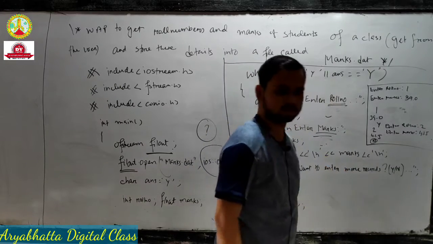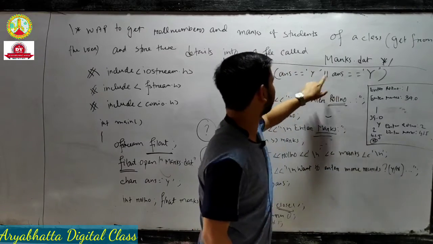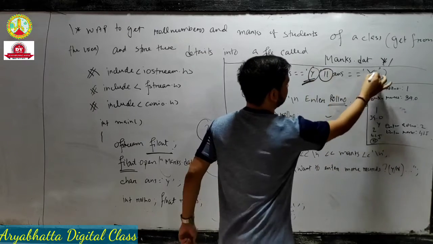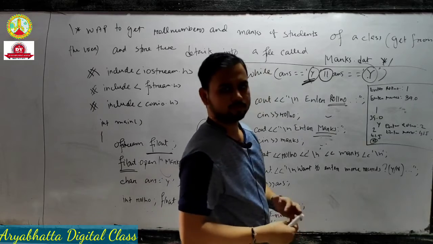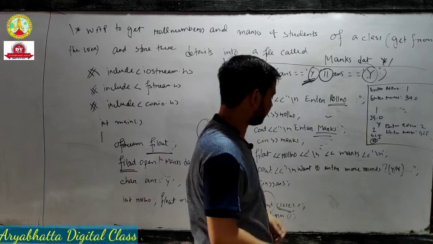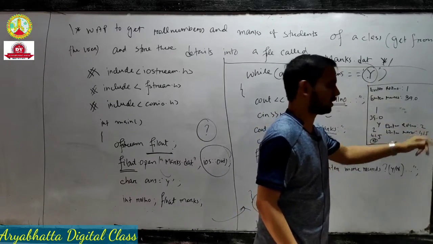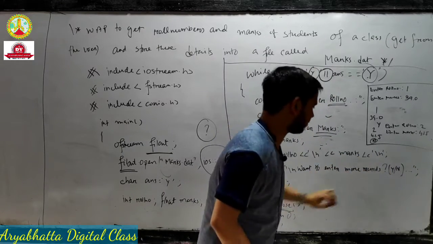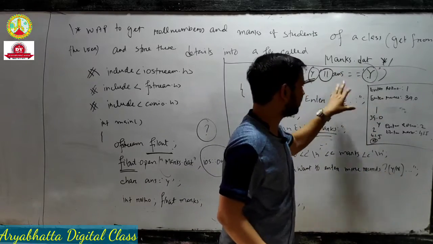Want to enter more records? If we press y, capital Y or small y, same thing. This is the OR operator, this small y or this capital Y. If you press small y or capital Y, that means you give permission to the file that we will input more details. After you input details, enter roll number 2, enter marks, it comes every time: want to enter more records? When you press n, then the loop ends.